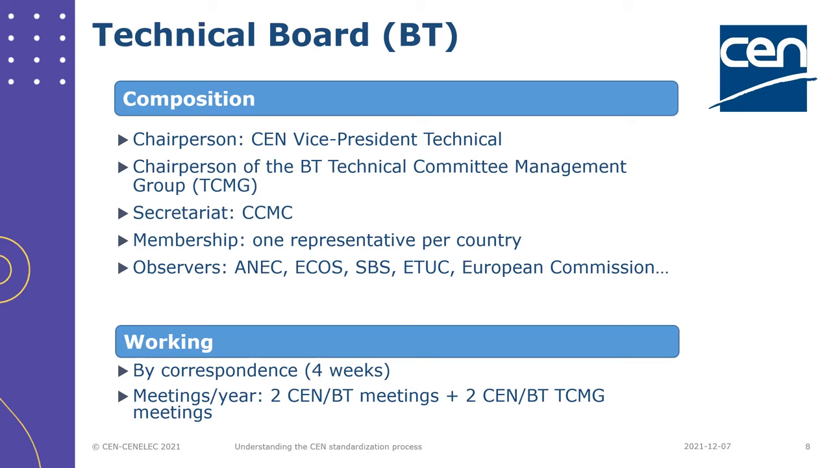The CEN BT meets twice a year, and the CEN BT TCMG meets two times a year as well. So this is a total of four meetings. You should also be aware that there are two meetings between the CEN and CENELEC technical boards a year. We call them the BT Common Session meetings. And those are the meetings that normally the European Commission attends to report on EU policy, basically impacting standardization, and also to give the opportunity to BT members and permanent delegates to ask the Commission some specific questions they may have.